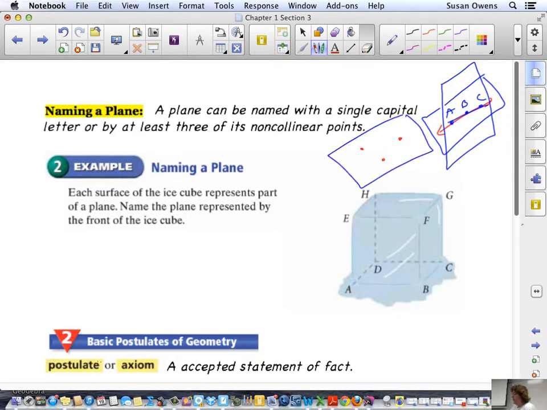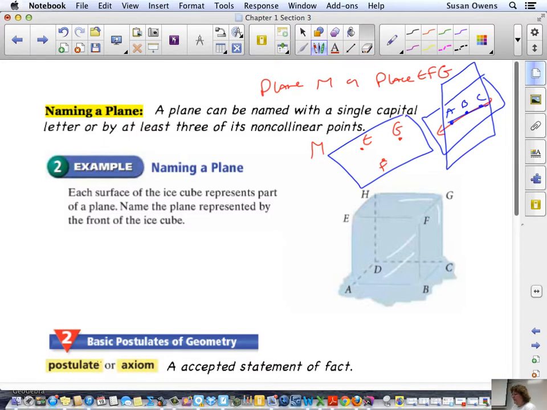So when I name a plane, I can either use a single capital letter, so I can call this plane M, or if I want, I can put 3 points on it, E, F, and G, and I can call it plane EFG. So I can call it plane M, or plane EFG.